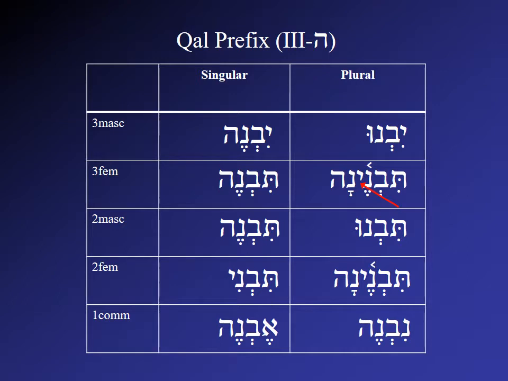Now the reason this happens, and we'll talk more about this later, but it seems to be the case that in Proto-Semitic, what are third hey roots in Hebrew were in fact third yod roots in Proto-Semitic. So when the hey comes in the middle of the word, it tends to revert back to its original yod form. So here we see the third hey expressing itself as a third yod, so tivnena, and then of course the same form in the second feminine plural, tivnena.